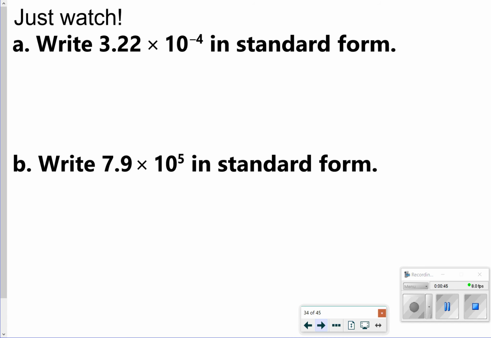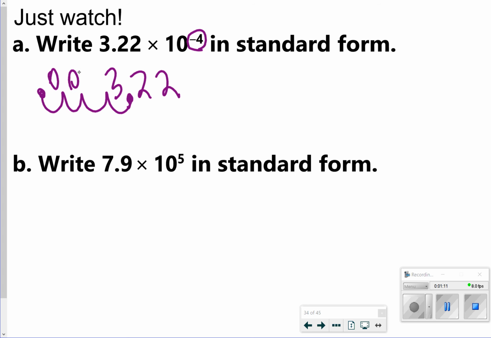So these are just two examples. One has a negative, the other one has a positive exponent. What you do first is you start with your decimal given to you, 3.22. And then you figure out what your exponent is telling you to do. This one is negative 4, so we're going to move 4 spaces to the left because it is negative. So I'm going to start here at my current decimal and just scoot 1, 2, 3, and 4. All these empty spots are going to be filled up with zeros. So I'm going to have 0.000322.